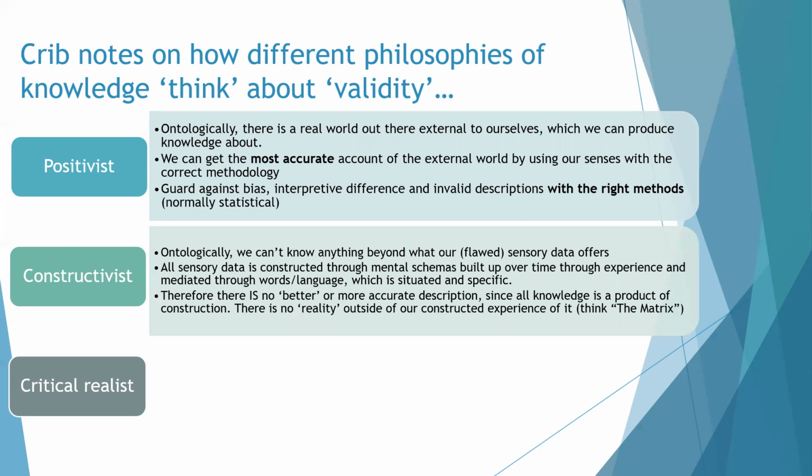Constructivists would say that actually we can't, ontologically, we certainly can't know anything beyond what our flawed sensory data offers. In fact, some extreme constructivists go on to say that there is no such thing at all beyond our understandings of the world, which is interesting when you think about the movie The Matrix. The Matrix was exactly premised on the idea that we can mistake reality for a construction of reality, and that we have no external way of differentiating between the two. Once you are inside the construction, it seems as real to you as anything else.